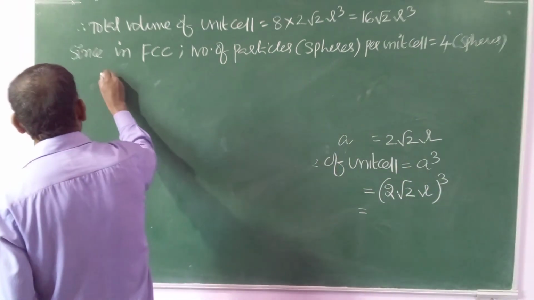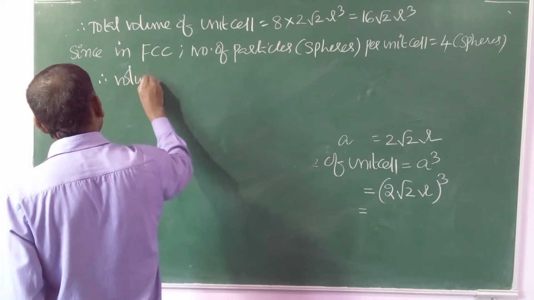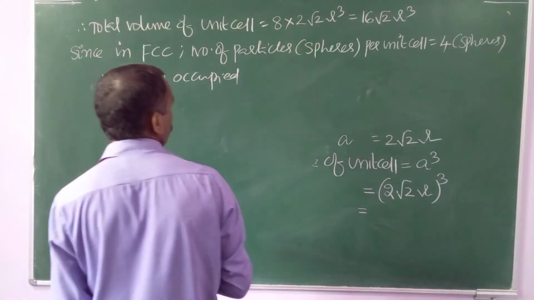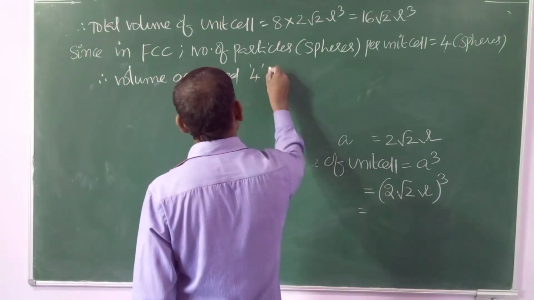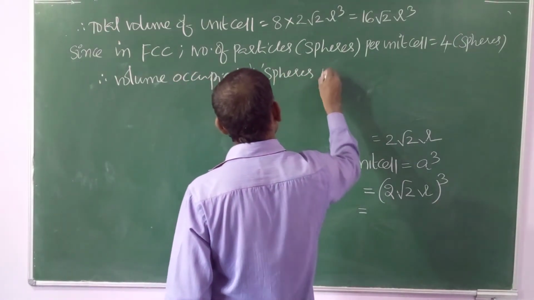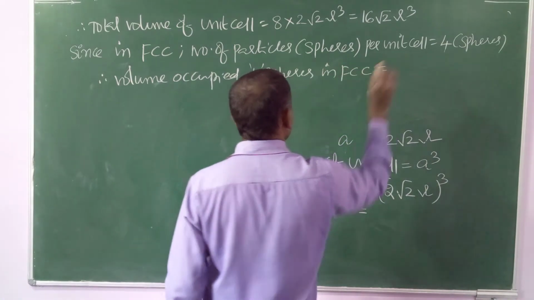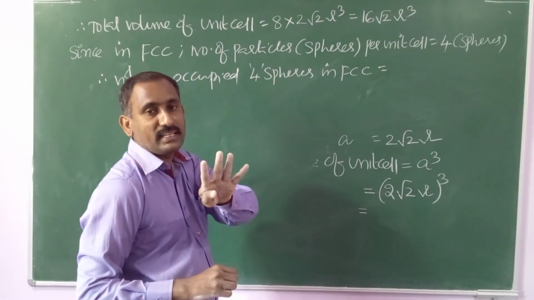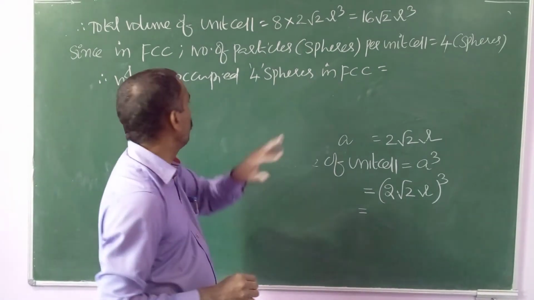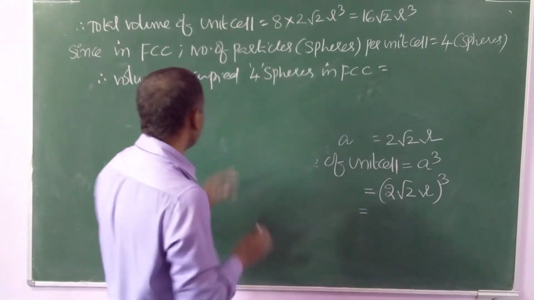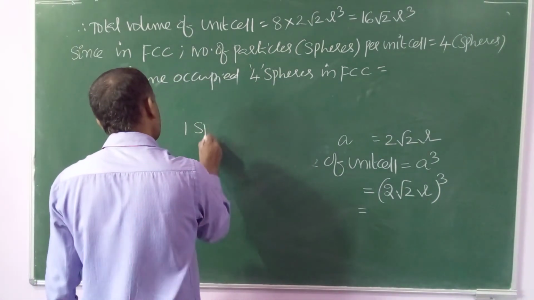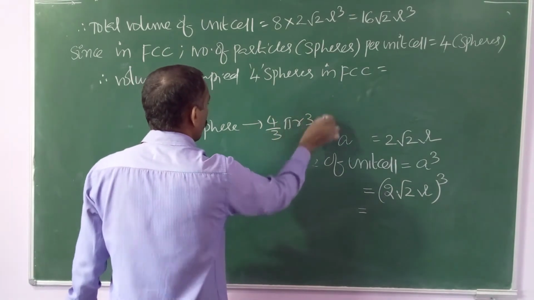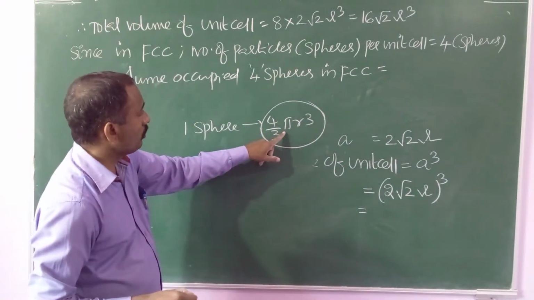Therefore volume occupied by four spheres in FCC. Again I am repeating, in the beginning we practiced in FCC per unit cell 4 spheres, for BCC 2, for simple cube 1. Volume occupied by 4 spheres. We know one sphere volume formula is 4 by 3 pi r cube.